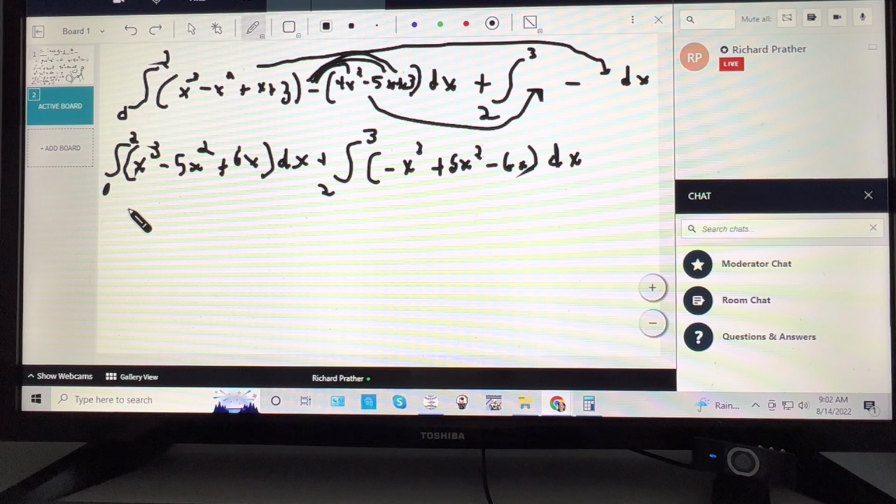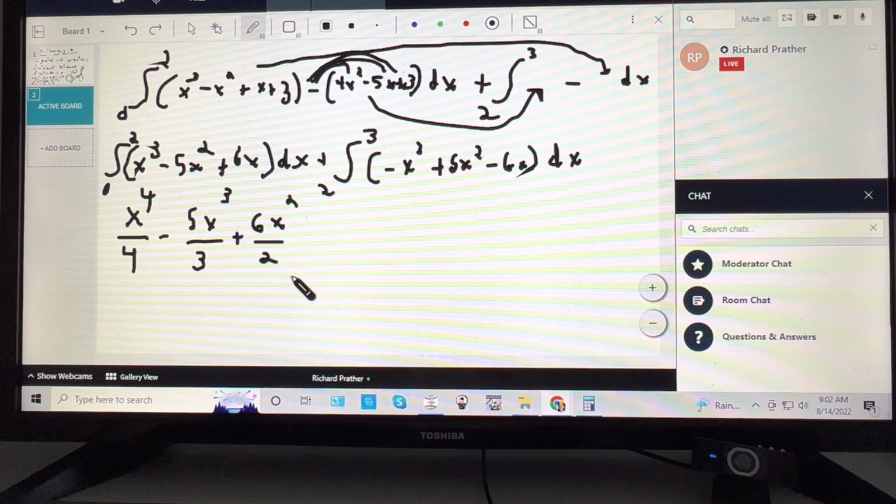So the integral, the antiderivative of x to the third is x to the fourth over 4. Increase the exponent by 1, divide by the new exponent. And then same thing here, minus, increase the exponent by 1 and divide by that exponent. Increase the exponent by 1 and divide by that exponent. And you can even reduce this to 3. From 0 to 2. So we need big F of 2 minus big F of 0.